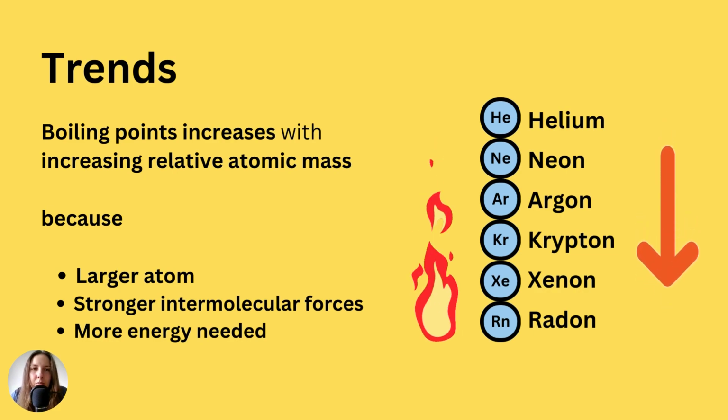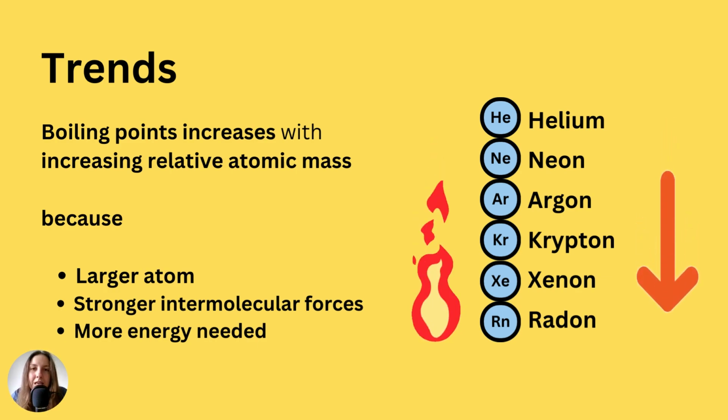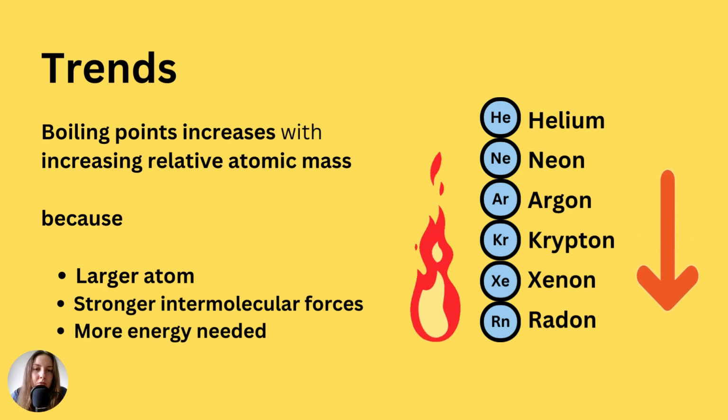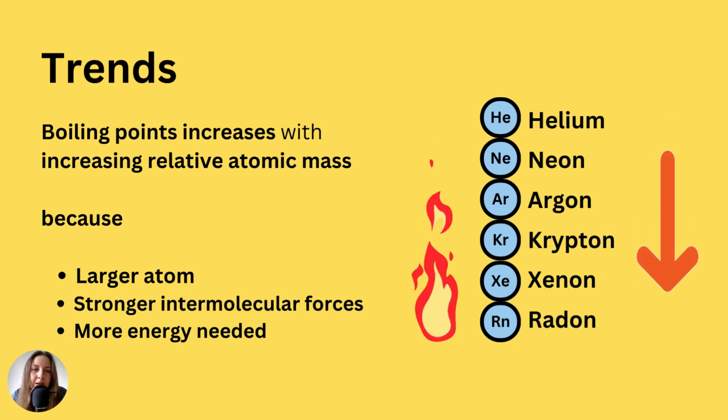So, you need to know that the boiling point increases with increasing relative atomic mass. So, as the group goes down, you can see the atoms get larger and larger. So, helium's the smallest atom, it only has 2 electrons in the outer shell, neon's a bit bigger, argon's bigger, etc., etc. That's the atomic mass, right?